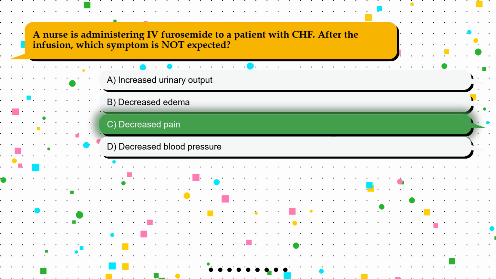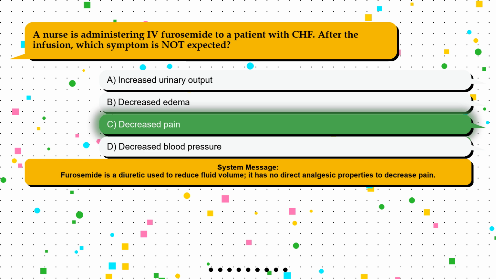The correct answer is option C, decreased pain. Furosemide is a diuretic used to reduce fluid volume. It has no direct analgesic properties to decrease pain.